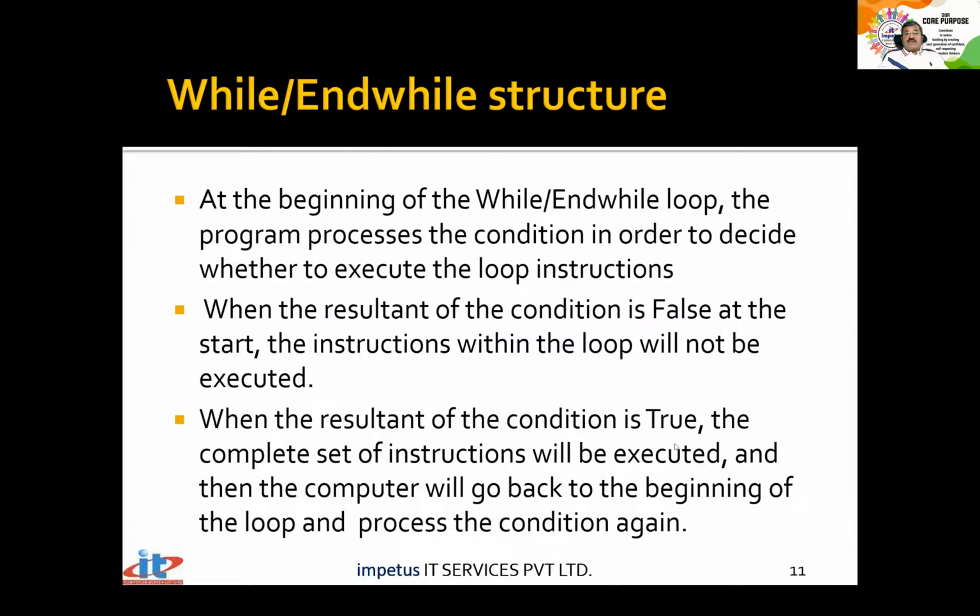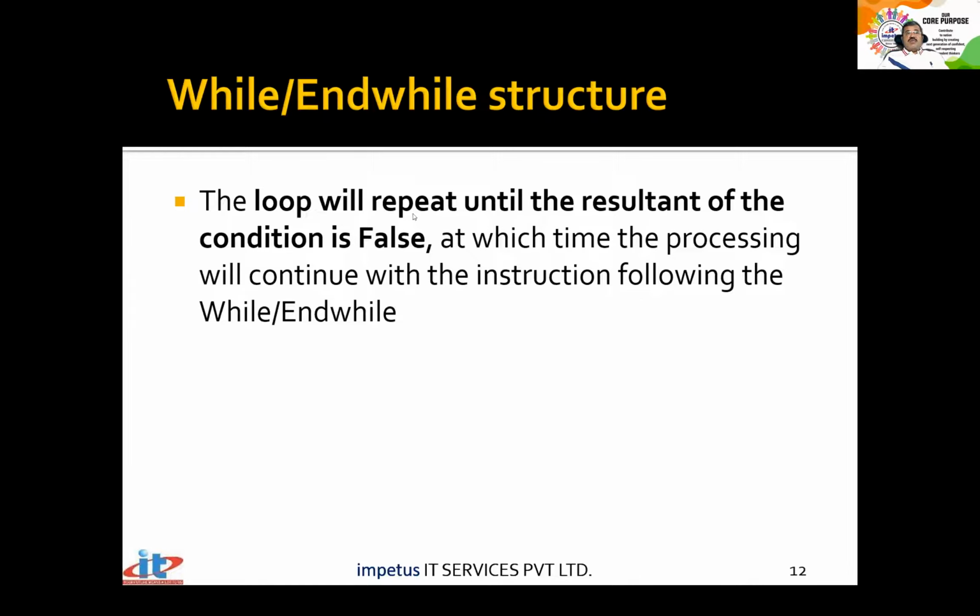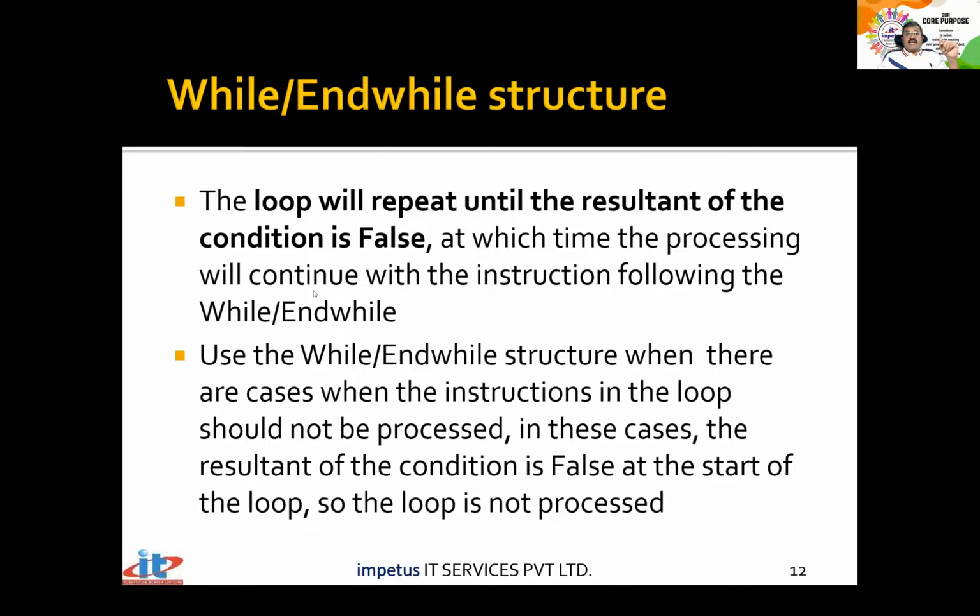When the result of the condition is true, the complete set of instructions will get executed and the computer will go back to the beginning of the loop and process the condition again. That means if the condition is true, we'll go inside the body of the loop, execute the statements, and again go back to the beginning of the loop. So this is a construct which takes the control back to the beginning of the loop. The loop will repeat until the result is false. Until that condition becomes false, it will keep on executing the statements again and again.